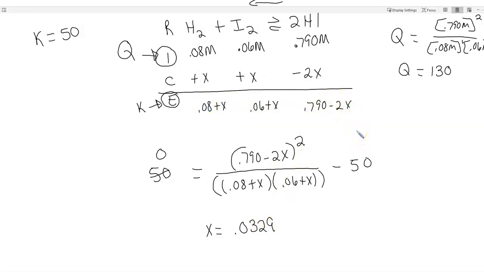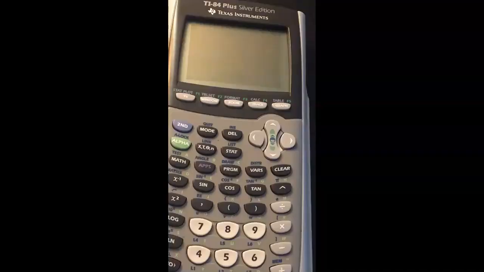So this one's a little bit harder because it teaches you how to use the reaction quotient, but you're also having to use the solver, and you're having to pay attention to the power. So this one's got a lot of good meat to it. So let's go to the calculator and see if we can put it in the calculator. Okay, so let's try this next example.